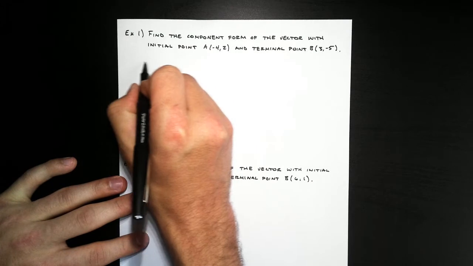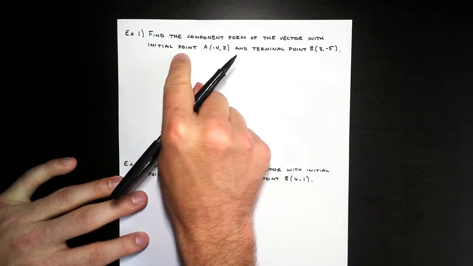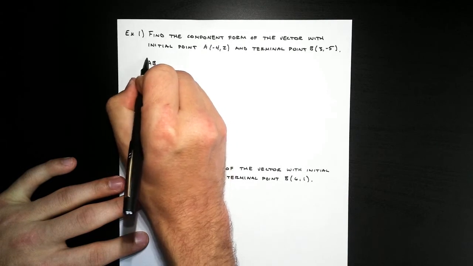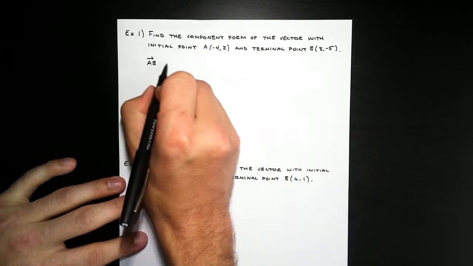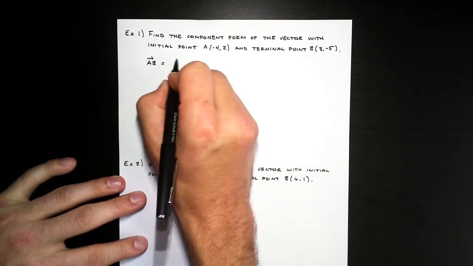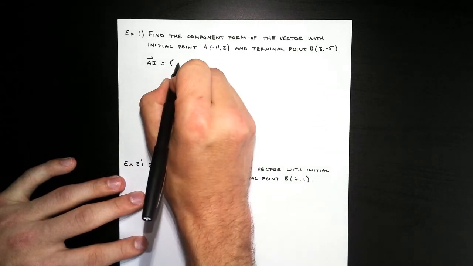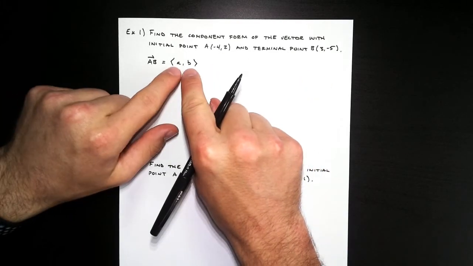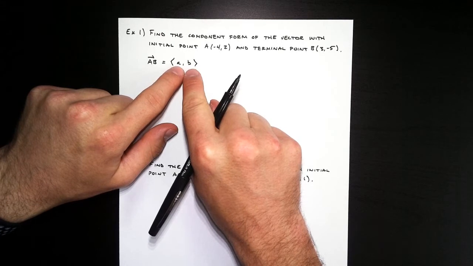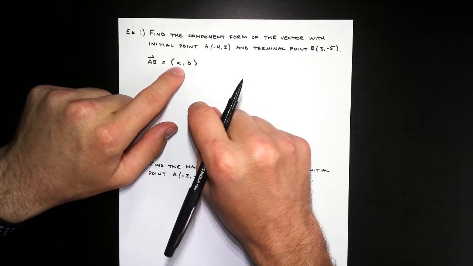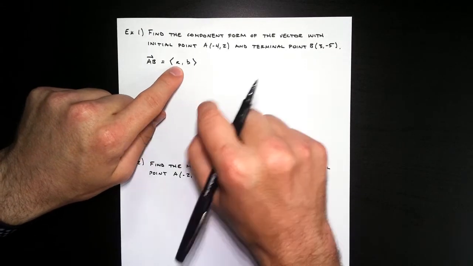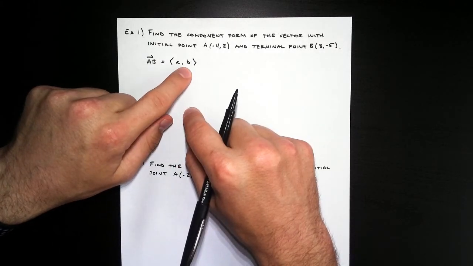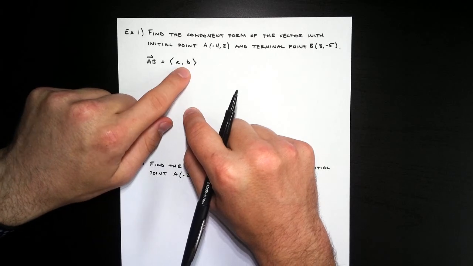looks something like this. So we have vector initial point A, terminal point B, so notation, vector AB like that. And this is going to be equal to, we have these pointed brackets, and for now I'm just going to say a, b. And these two variables in here, this a is going to tell me the horizontal change in my vector, so how far left or right the vector has to go. And b is going to tell me the vertical change, okay, how far up or down.